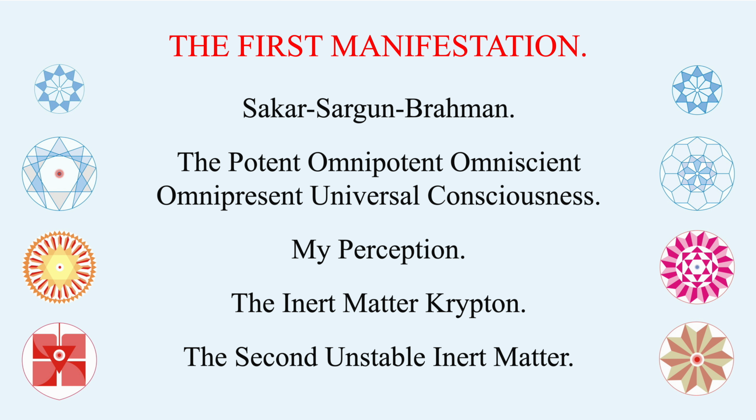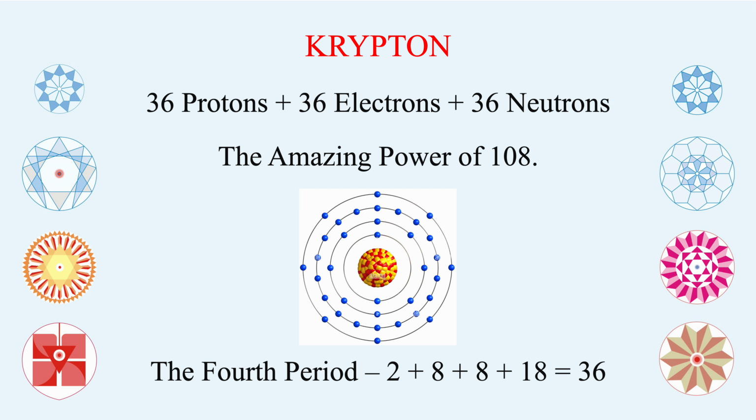Then first manifestation of xenon comes to is Sakar Sargun Brahman. This has the potential of presenting itself, and I call it krypton with a power of 108. That is the second unstable inert matter. And in this you can see 108 as such. 36 protons, 36 electrons, 36 neutrons put together 108. Is it a coincidence or divine plan? It is something which I want to say.